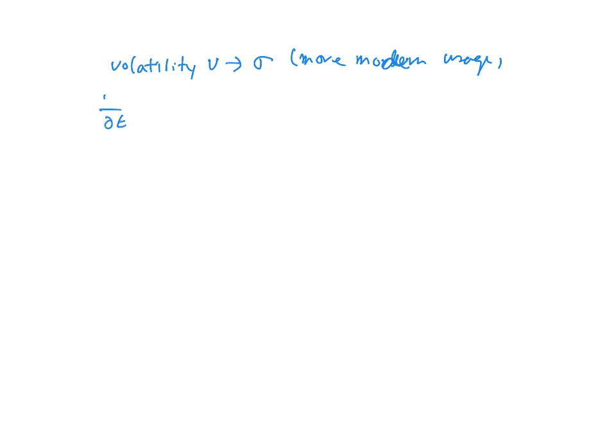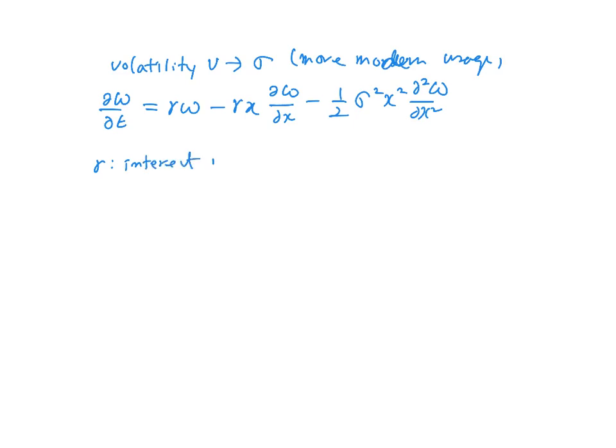Partial t of omega is r omega minus r x partial x of omega minus 1/2 sigma squared x squared, partial squared omega over partial x squared. R is the interest rate. So the Black-Scholes equation assumes that the interest rate is constant, but it's not. Assumed constant.